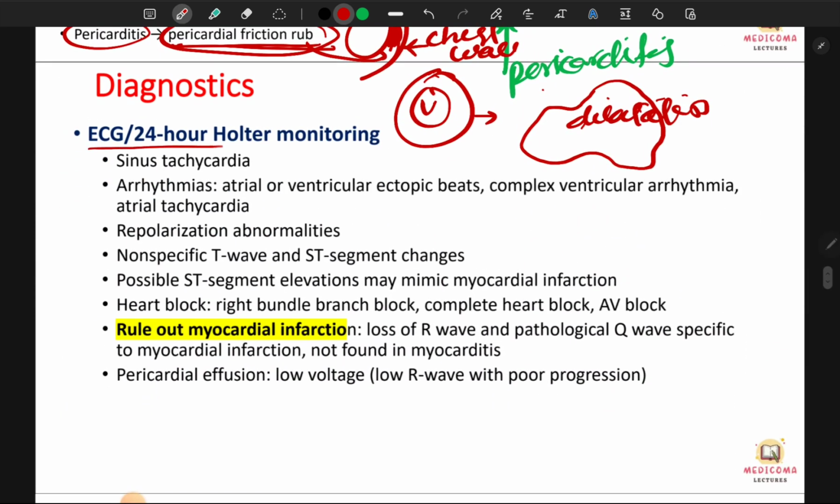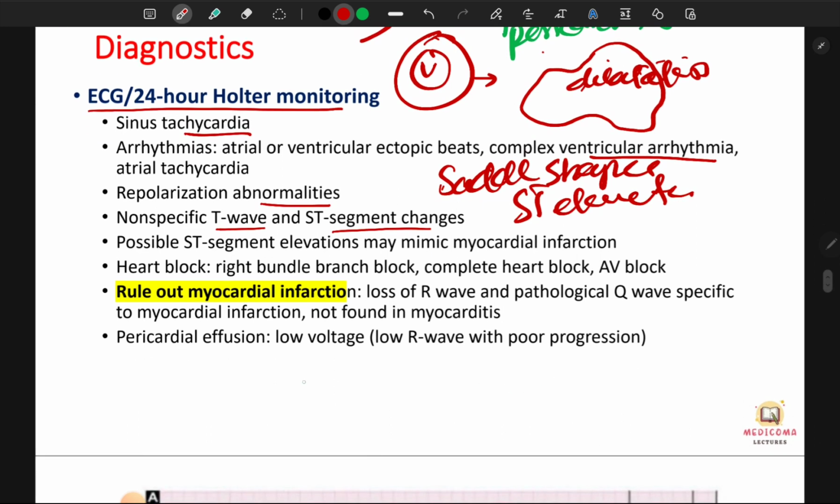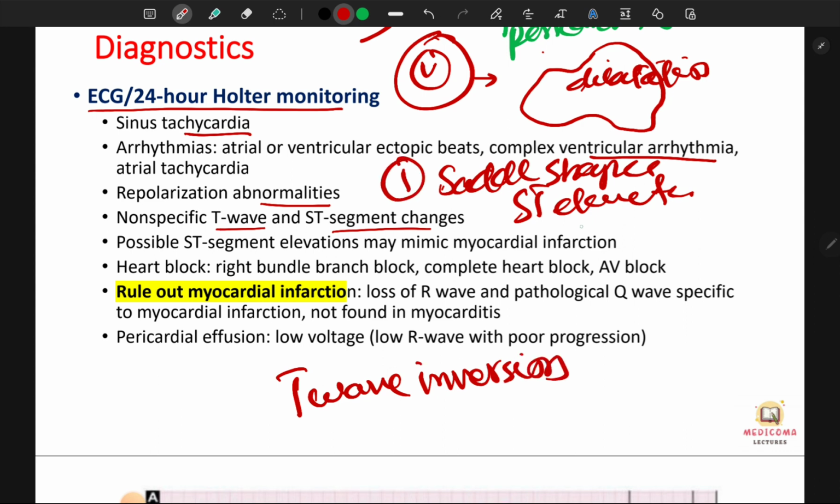So we will do 24-hour Holter monitoring by ECG. There will be sinus tachycardia, and also arrhythmias like atrial and ventricular ectopic beats, and complex ventricular arrhythmia, repolarization abnormality, T wave and ST segment changes. Most commonly we can see saddle-shaped ST elevation, and most importantly T wave inversion. These two are important in myocarditis.